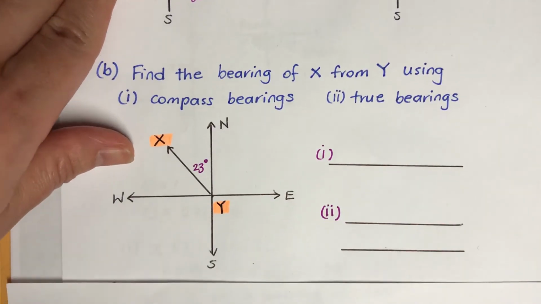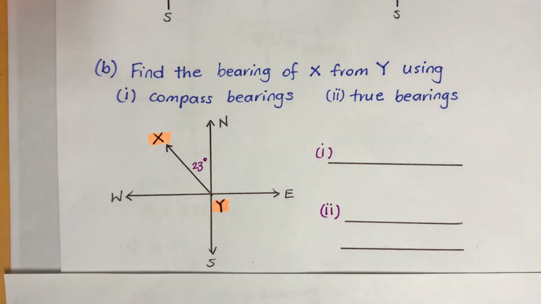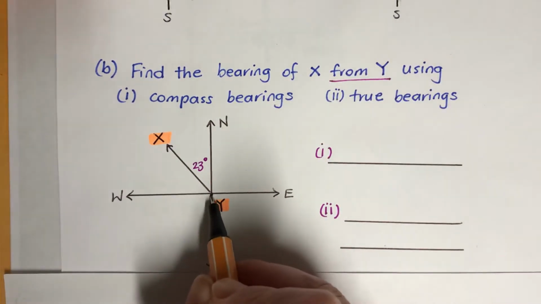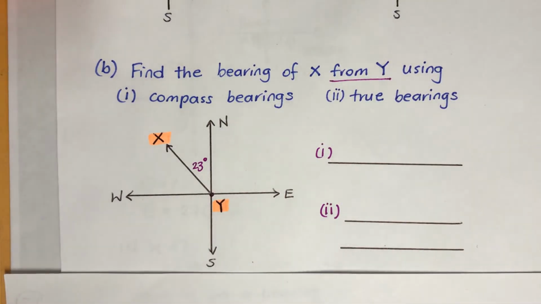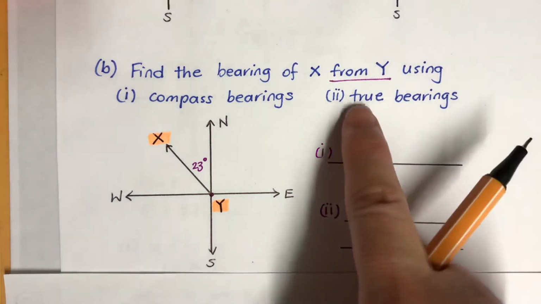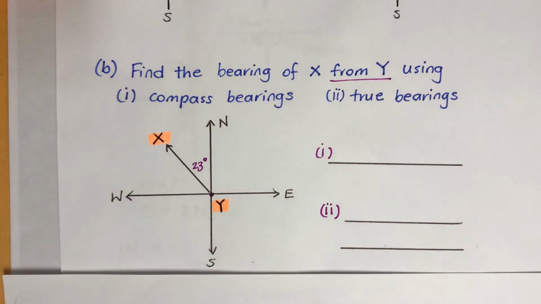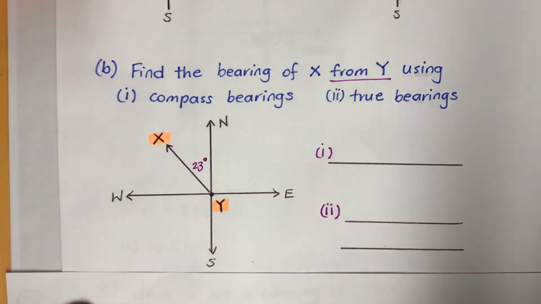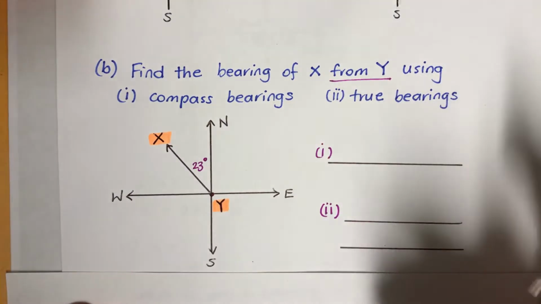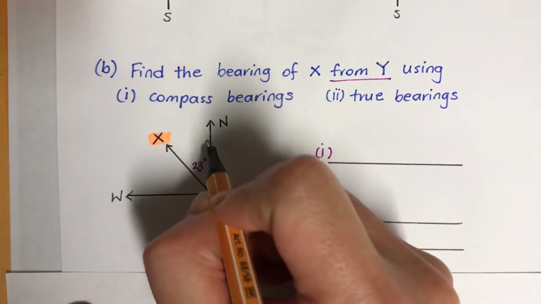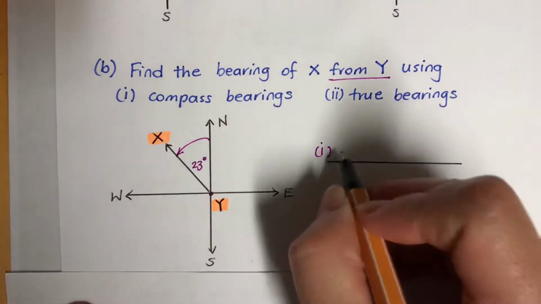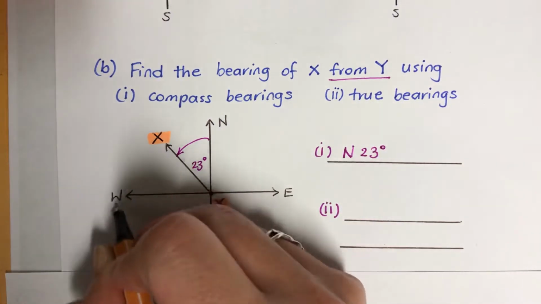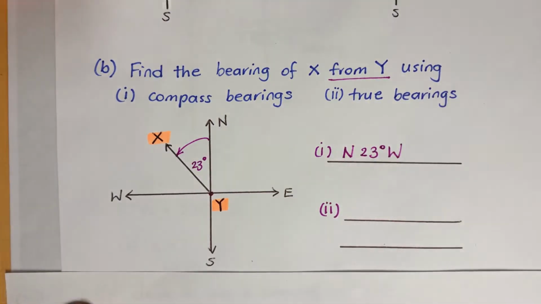Let me show you all of them. Find the bearing of X from, remember, from Y. That's the starting point, so Y is your starting point. Part 1, using compass bearings. Part 2, true bearings. So it's just a different expression. Remember, compass bearings are in between, so it always starts from north or south. Here it's starting from north, so I'll go north 23 degrees west. That's my compass bearing.